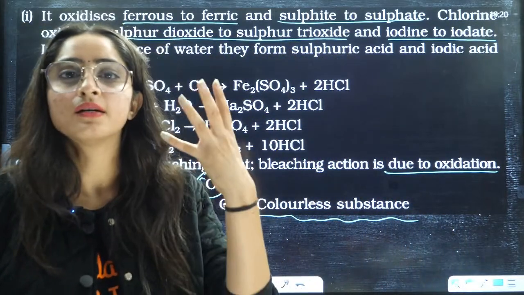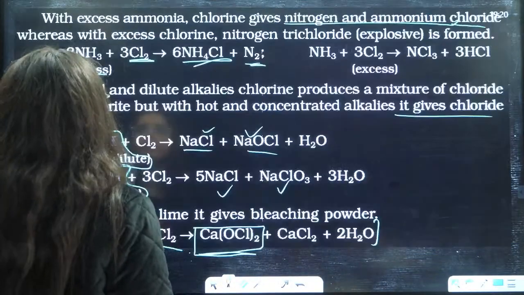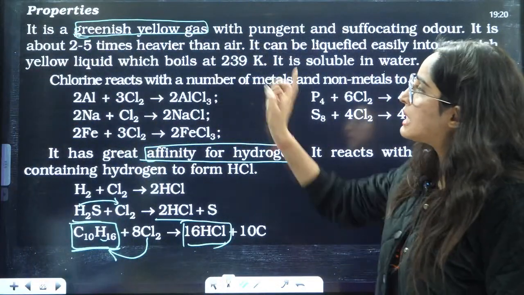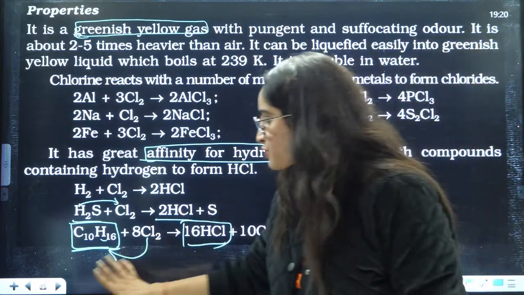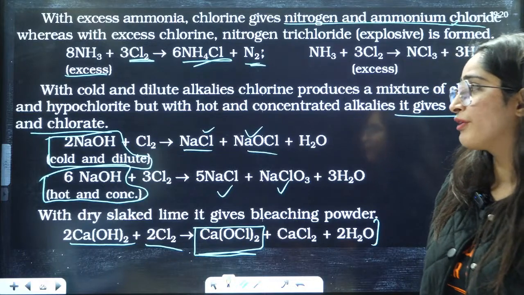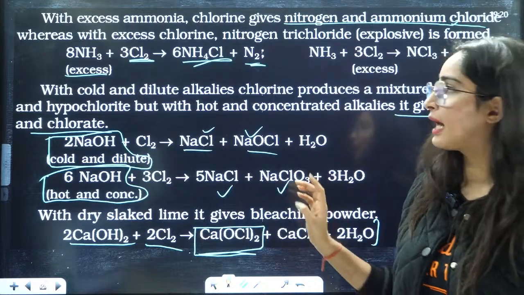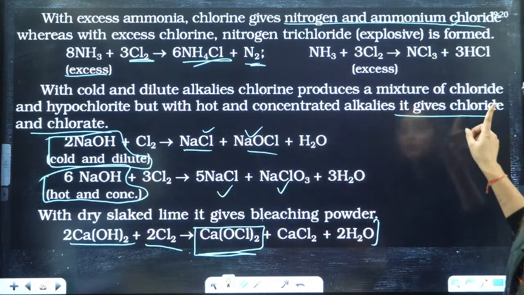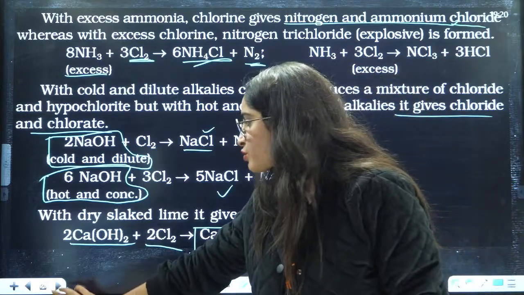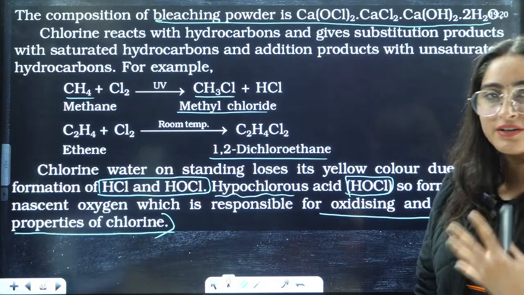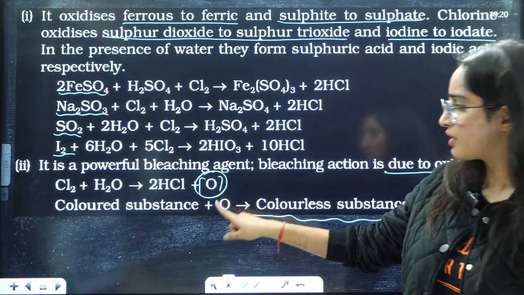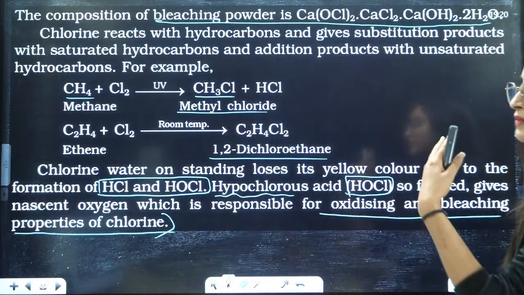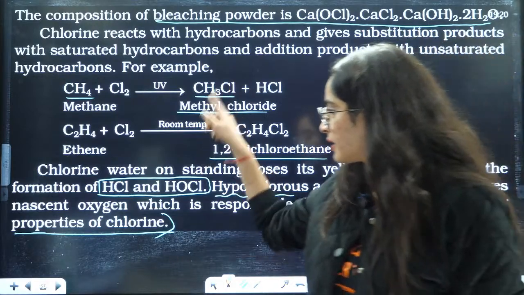Understood? So what are the properties of chlorine? Again, I am giving you an overall summary. It is a greenish yellow gas with an affinity for hydrogen, right? Then with cold and dilute alkali it is forming NaCl, that means a mixture of chloride and hypochlorite. But with hot and concentrated alkali, it is forming chloride and chlorate, right? It is also a good bleaching agent because of the oxygen that it produces, so that it can turn colored substances colorless. Then we have seen that it is very good in substitution reactions of hydrocarbons. This we have seen, right?